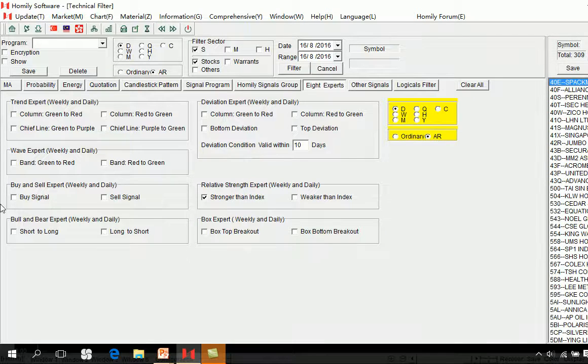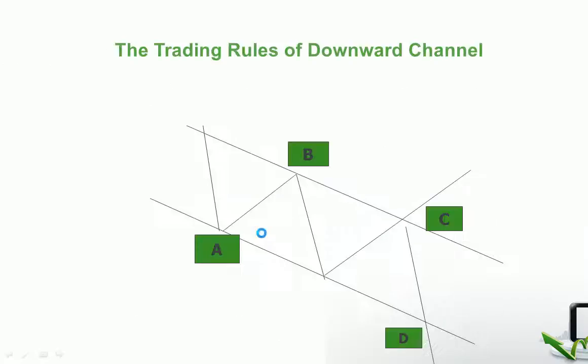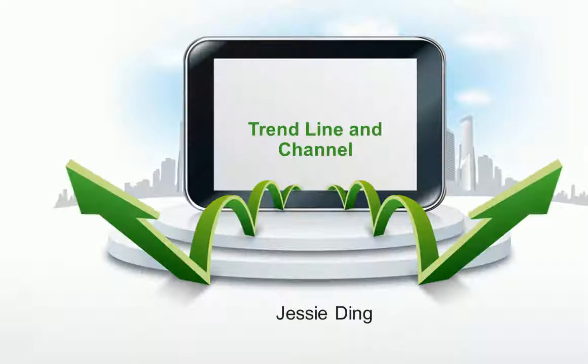Okay, so this is what we learned today. I want to know, do you have any question about today's course? Today we learned how to use trend line and channel to judge stocks, resistance and support, and how to catch the buy and sell strategy. And finally, we learned how to use the two special functions to judge whether this stock is stronger than the index or not. Okay, so this is for today's course. Do you have any question about today's course?